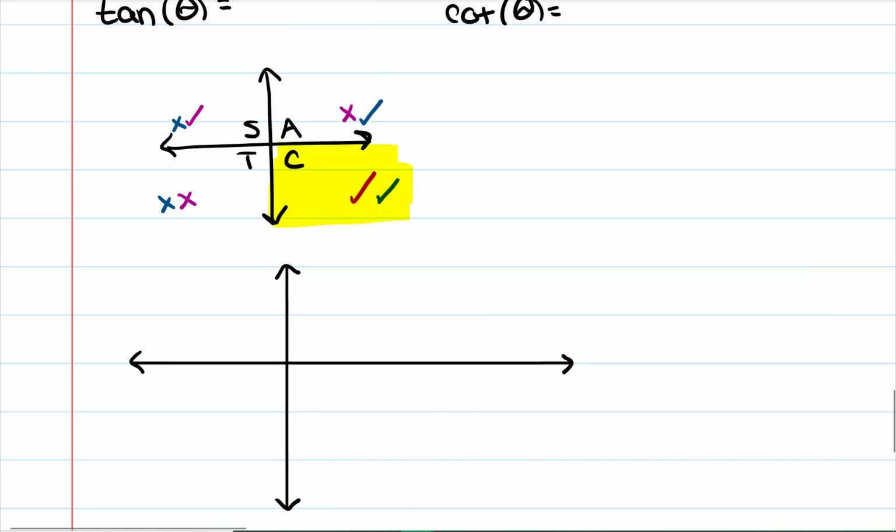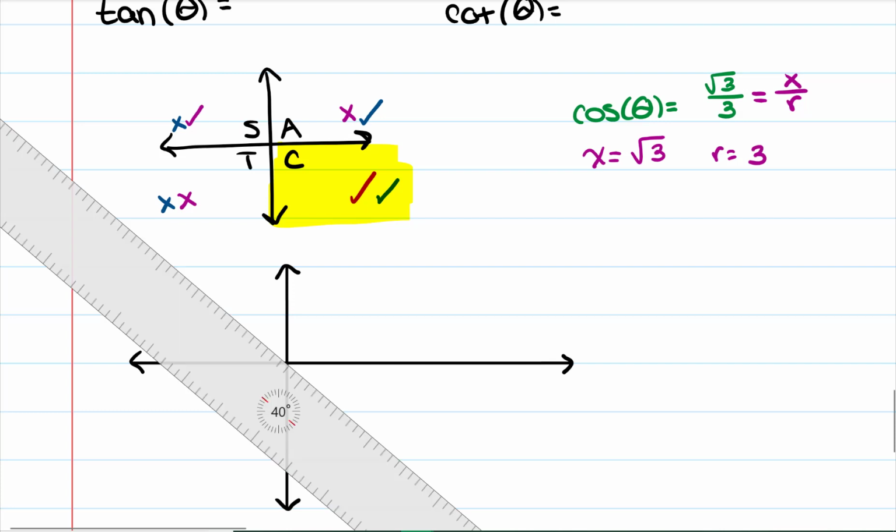So the problem is I don't know where to put the triangle. So I'm going to go back to what I know. I know that cosine of theta is equal to radical 3 over 3. I also know that cosine is x over r. So from this information, I know that x is going to be radical 3 and r is going to be 3. So then I go ahead and just draw a triangle in here.